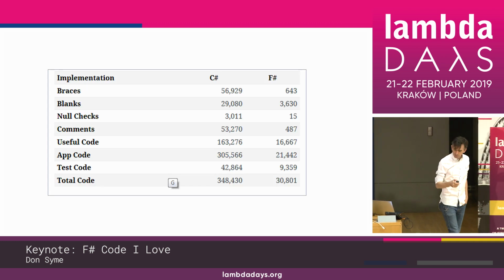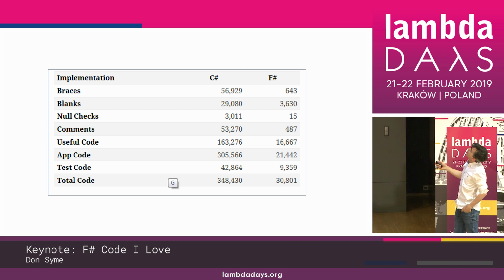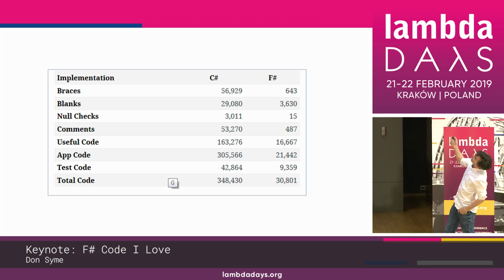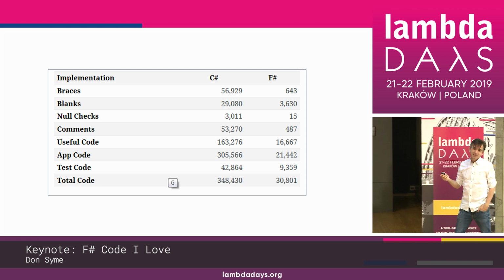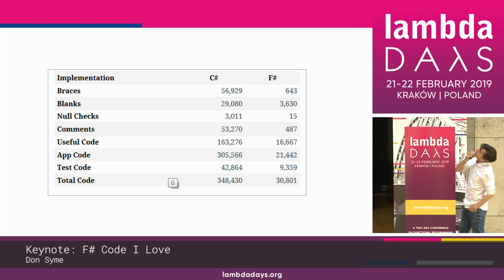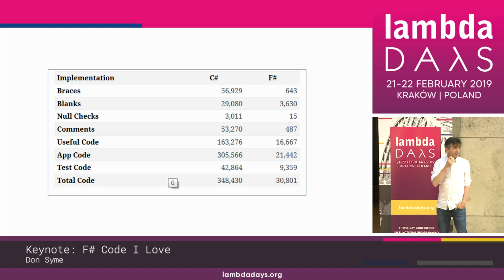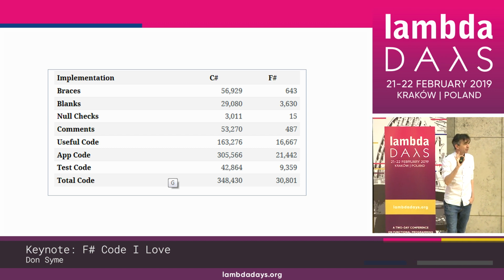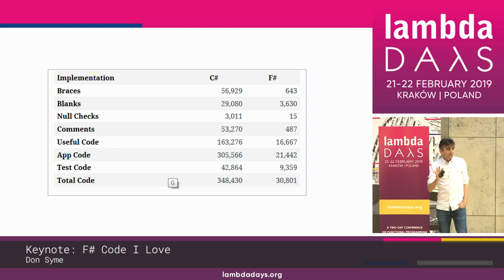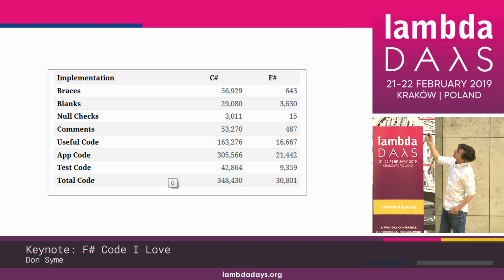If we look at some statistics as we go through this, we have 56,000 lines of braces there. It must have taken a long time to write. Lots of null checks, 3,000 null checks in that code. So 3,000 failure points, where you've got to be worried about what's going on there.